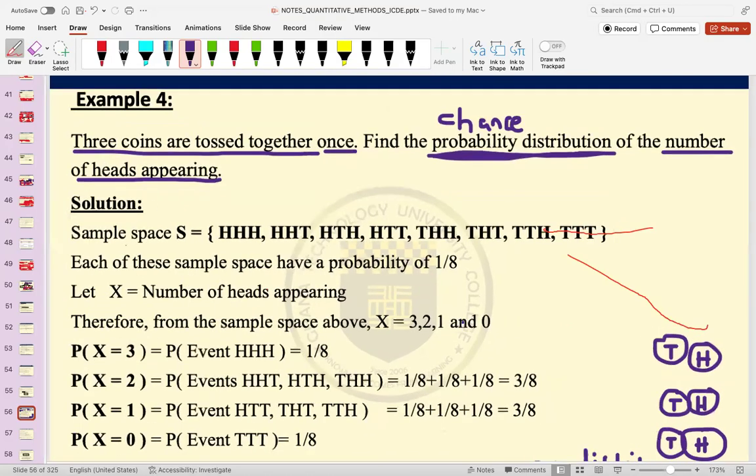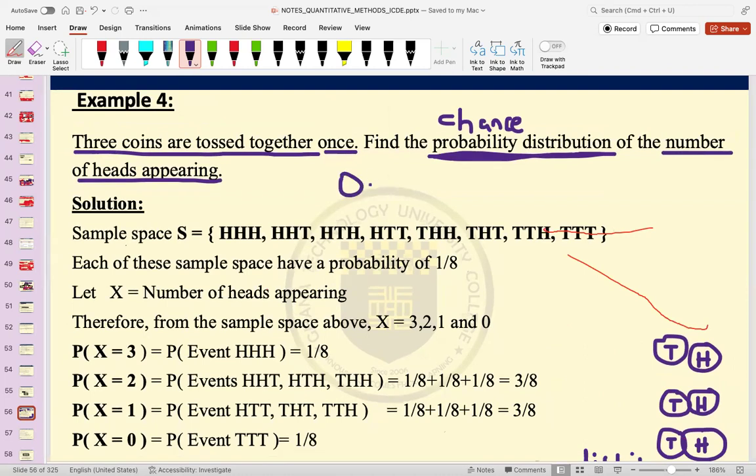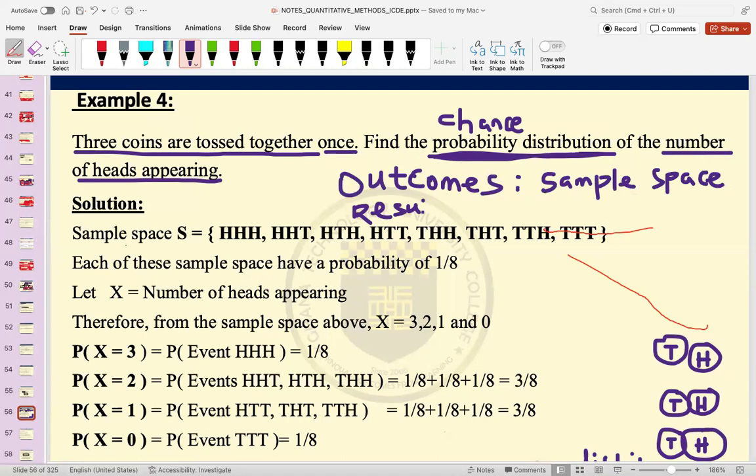We need to find the outcomes. When you throw it and they land on the floor, we need to find the outcomes. The outcomes have another name which we use, called sample space. If that is becoming too difficult for you, the outcomes are the results we are going to get. The results are what form the sample space, or the number of results we have.